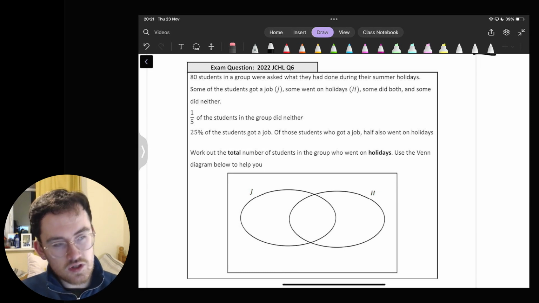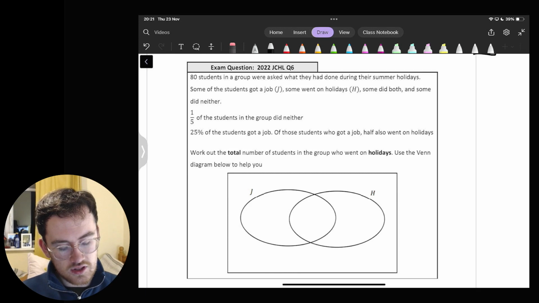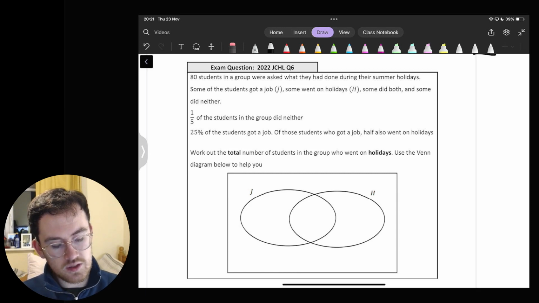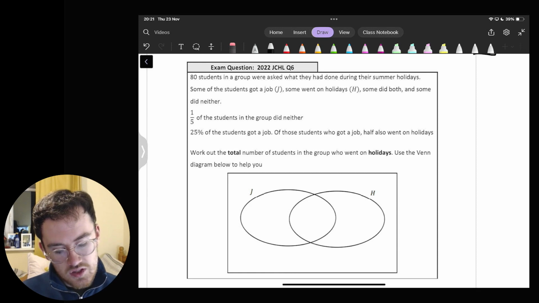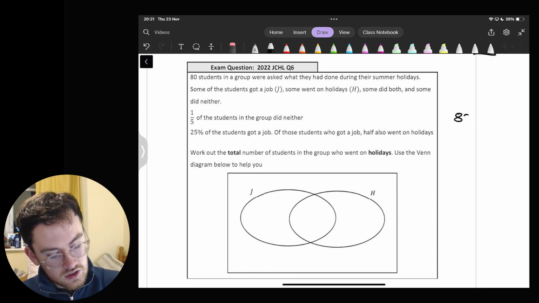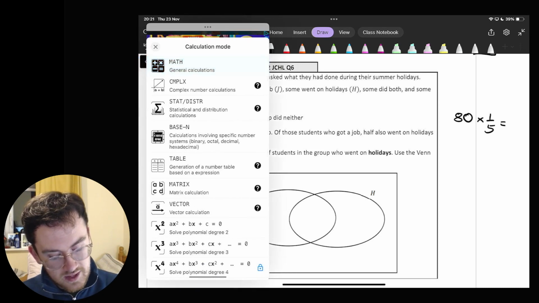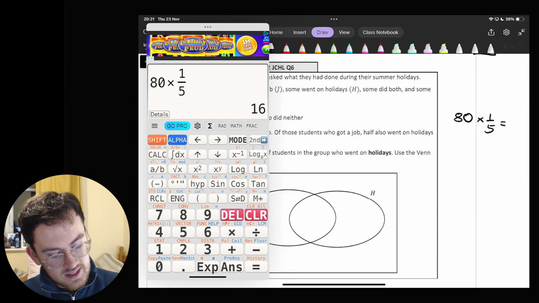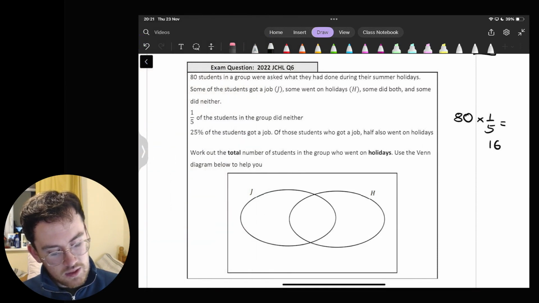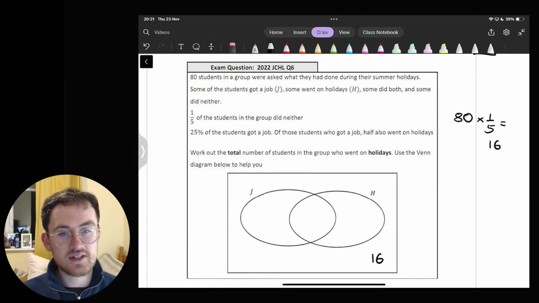So 80 students were asked what they had done during the summer holidays. Some got a job, some went on holidays, some did both, some did neither. So 1/5 of the students in the group did neither. So there were 80 students altogether. A fifth of those is the same as dividing it by 5. So 80 divided by 5 or multiplied by 1/5 gives me 16 people. So 16 people did neither. So they'll be on the outside.